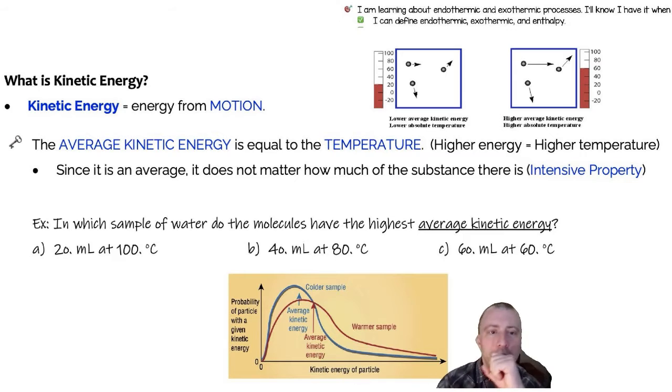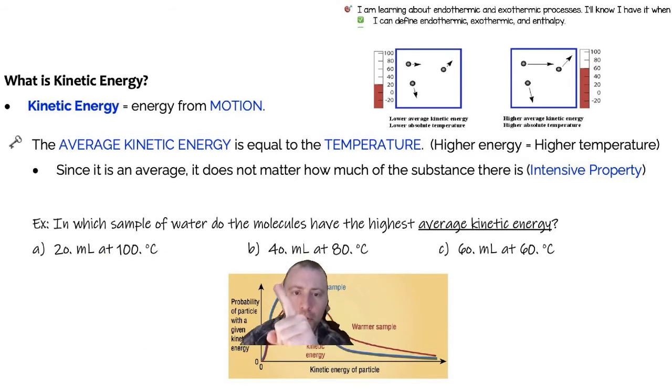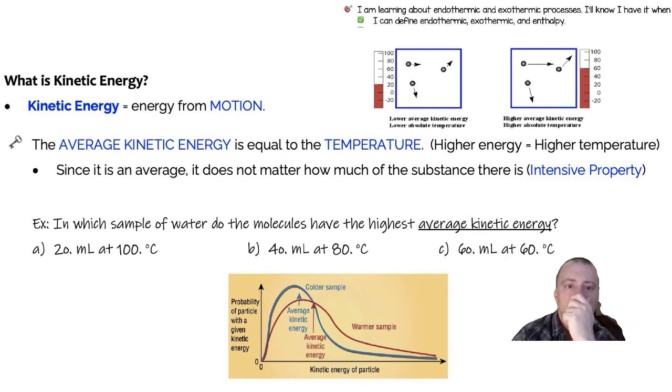So here's a question for you. We have 3 samples of water: 20 milliliters at 100 degrees Celsius, 40 milliliters at 80 degrees Celsius, and 60 milliliters at 60 degrees Celsius. So what has the highest average kinetic energy?